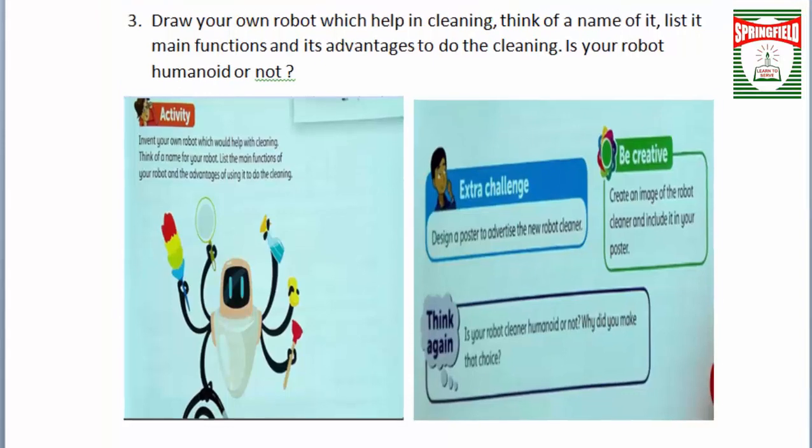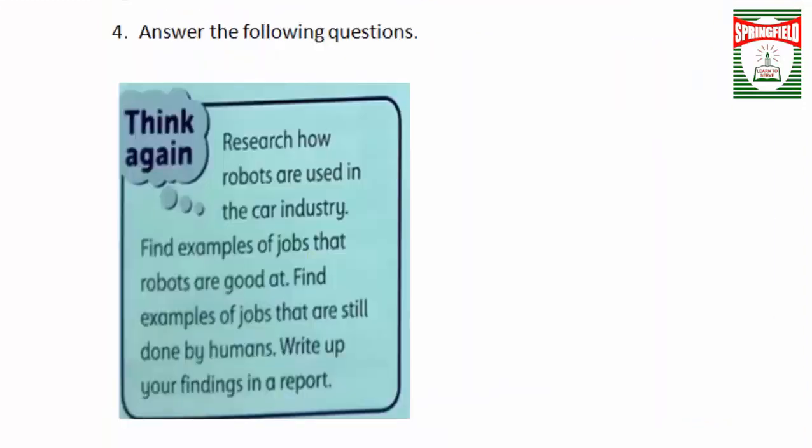And in the last question, the last question is to answer the following questions. Research how robots are used in the car industry. Find examples of the jobs that robots are good at. Find examples of the jobs that are still done by humans. Write up your findings in a report. So you need to search it on Google, on the internet, and just write the relevant information in the answer of this question. So this was all about your home task.